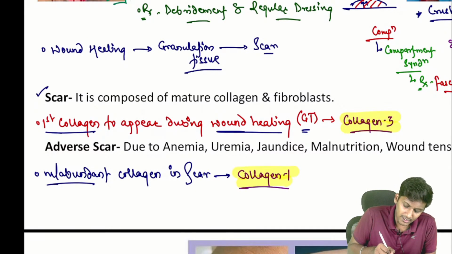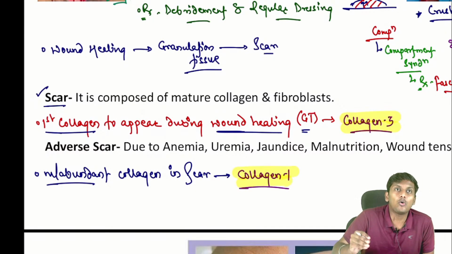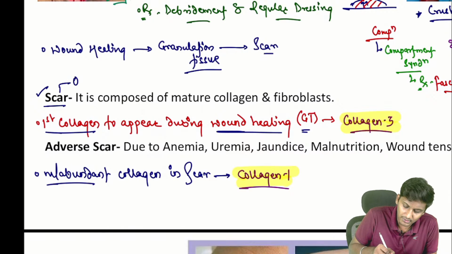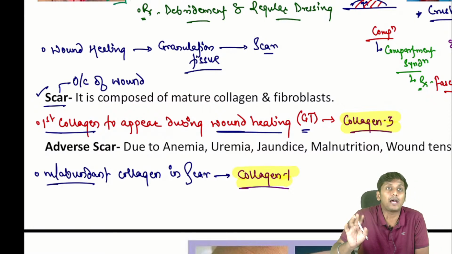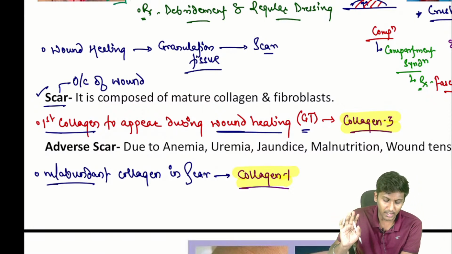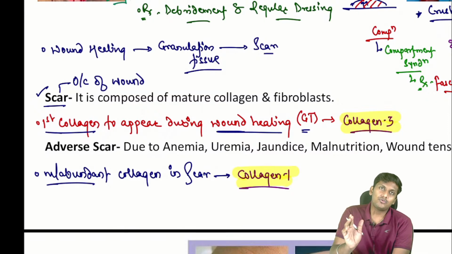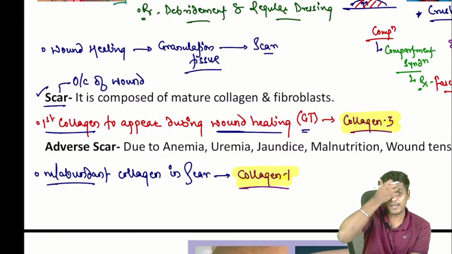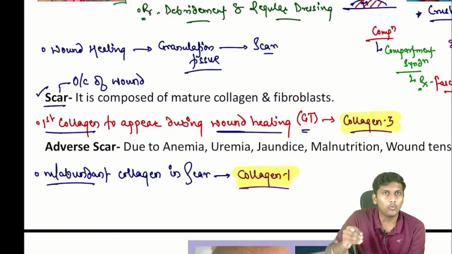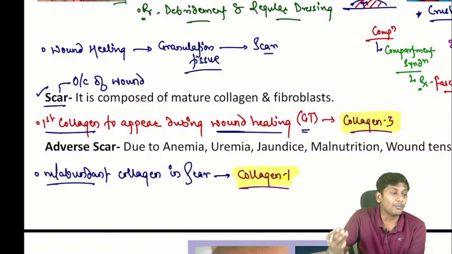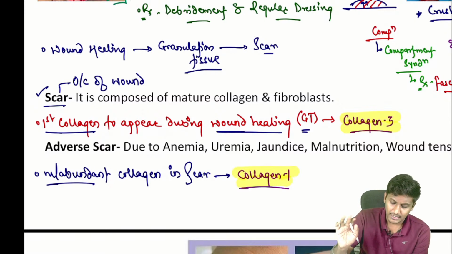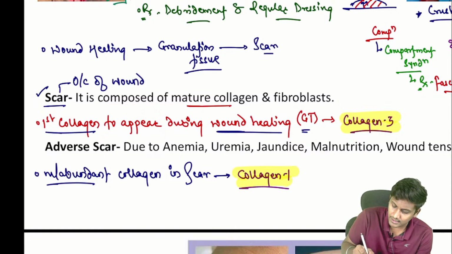Now, what is a scar? Definitely, this scar is nothing but an outcome of a wound. Okay, finally what will happen with the wound? This scar is usually formed due to wound healing or wound repair. And what is it composed of? What is there in a scar? Definitely, scar is composed of mature collagen and fibroblast.